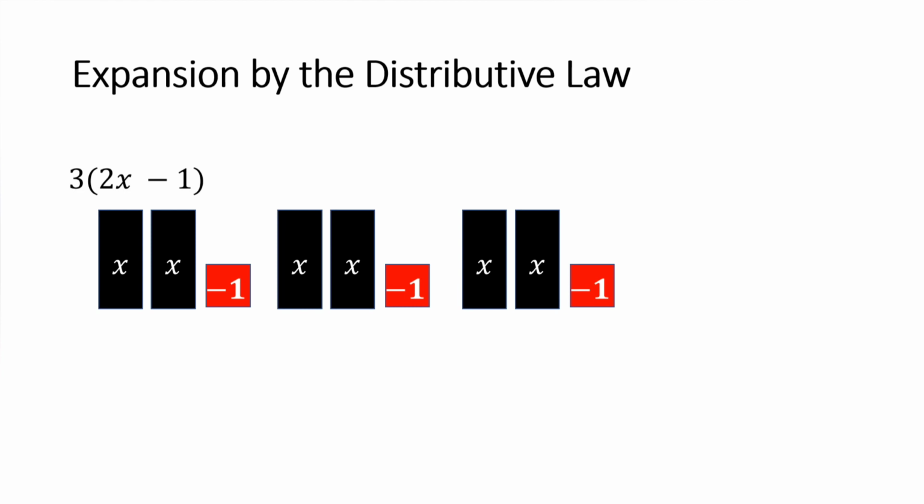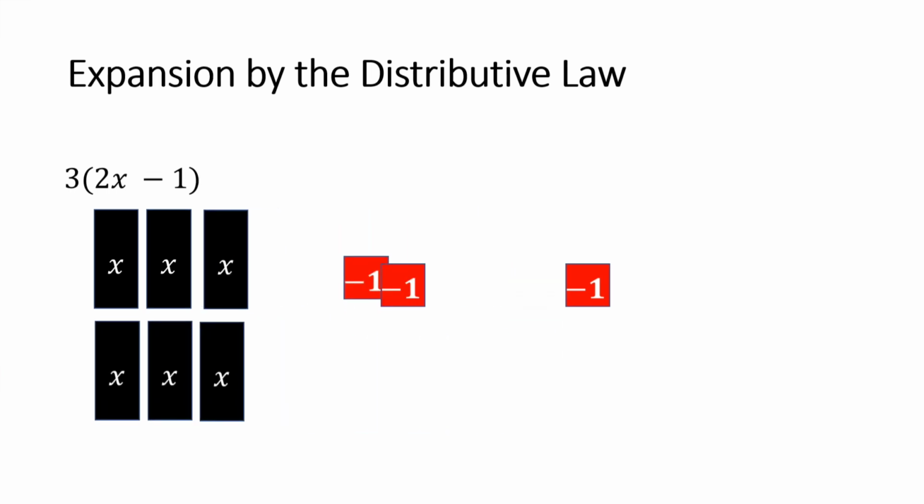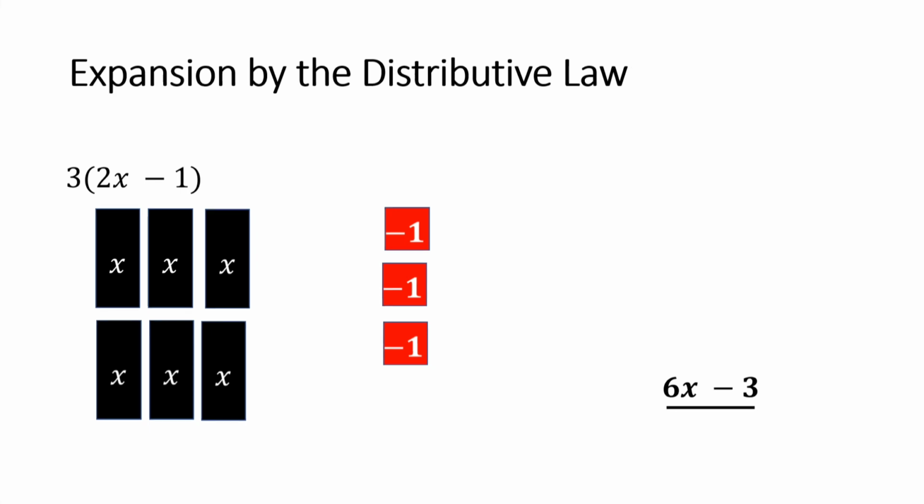Let us group the tiles together according to their size and shapes. After our rearrangement, we can clearly see that when we have 3 sets of 2x minus 1, this is equivalent to 6x minus 3. So that when we expand 3 into 2x minus 1 by the distributive law, this is equivalent to 6x minus 3.